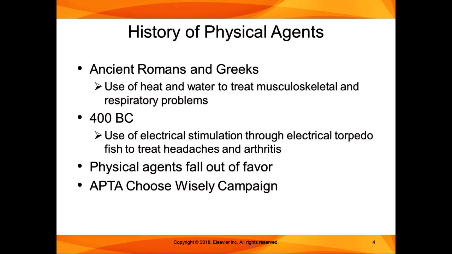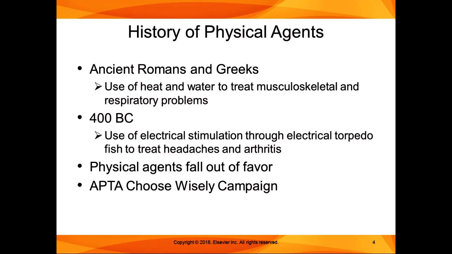There are certainly new uses that are found for things, but physical agents fall out of favor either because new things are found out that they don't actually do what they thought they were going to do, or because there are more effective interventions developed. So the example that they give in the book, which I think is a pretty good example, is infrared lamps used to be used to dry out open wounds, but they don't use them for that anymore because now it's known that wounds heal more rapidly when they aren't dried out, when they're kept moist.